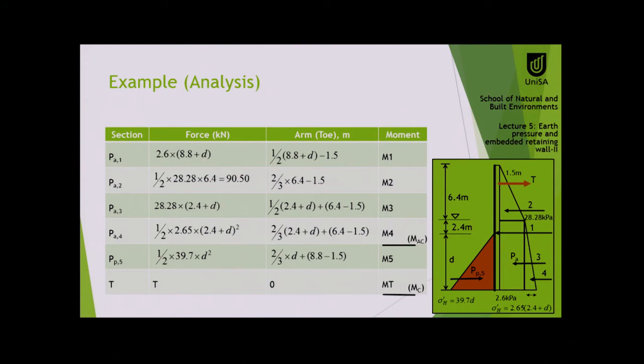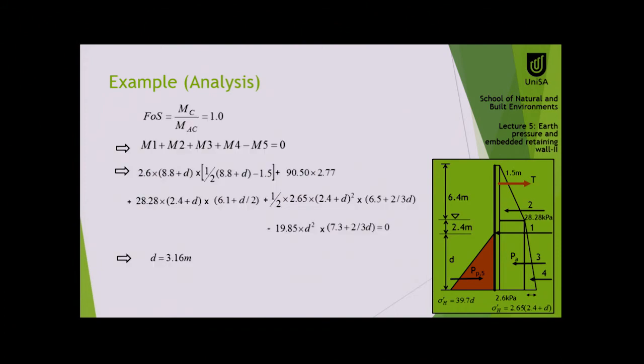So if we equate them, let's say factor of safety equal to 1. If we equate them, then it becomes a cubic equation. If this is in the exam, then you can use any calculator that can solve this kind of problem, and let's give you a number, d equal to 3.16 meter, right?